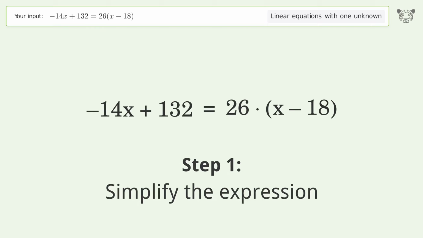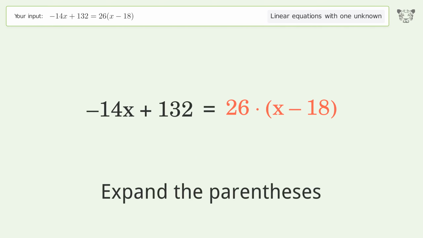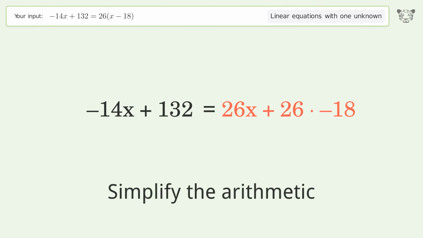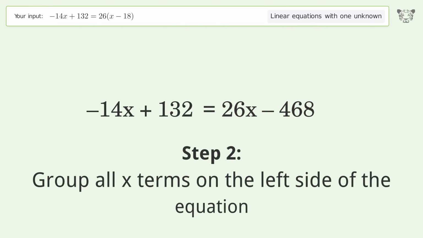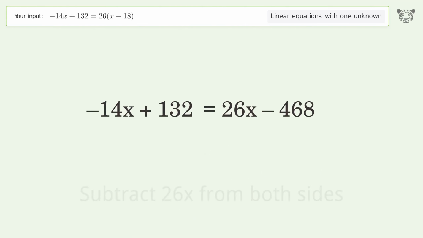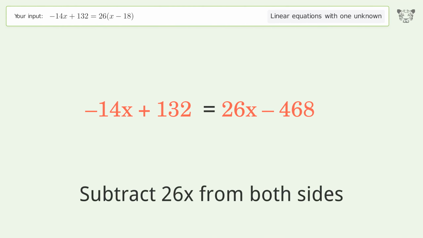Simplify the expression. Expand the parentheses. Simplify the arithmetic. Group all x terms on the left side of the equation. Subtract 26x from both sides.